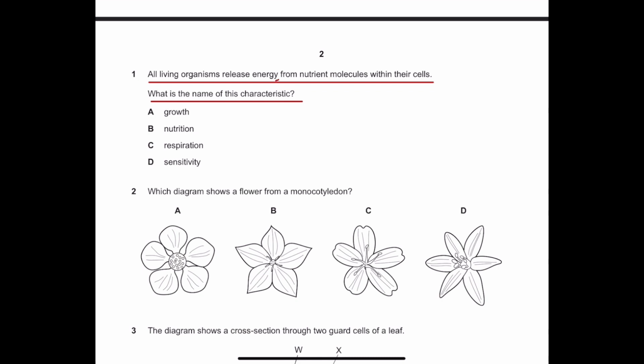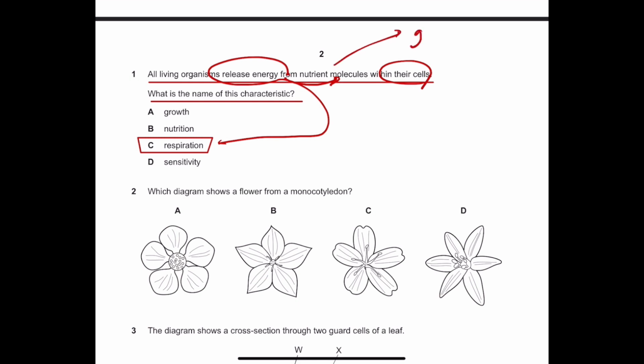It releases energy from nutrient molecules within their cells. So releasing energy basically is respiration. Respiration is the release of energy from nutrient molecules such as glucose molecules in IGCSE Biology, okay? So the answer for this one is C.